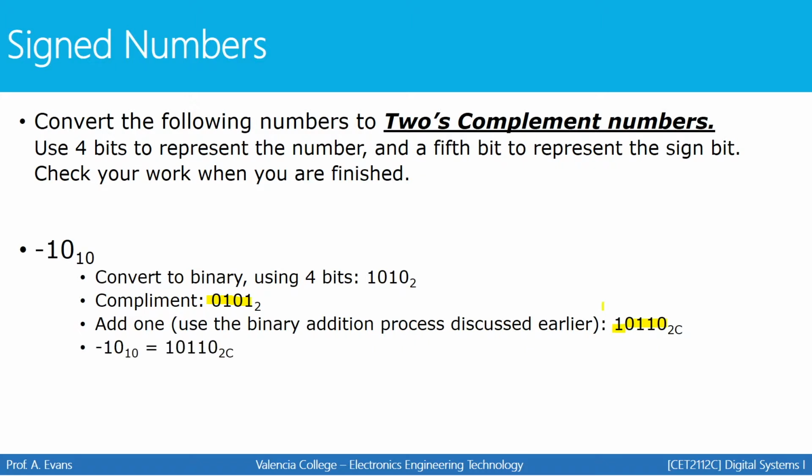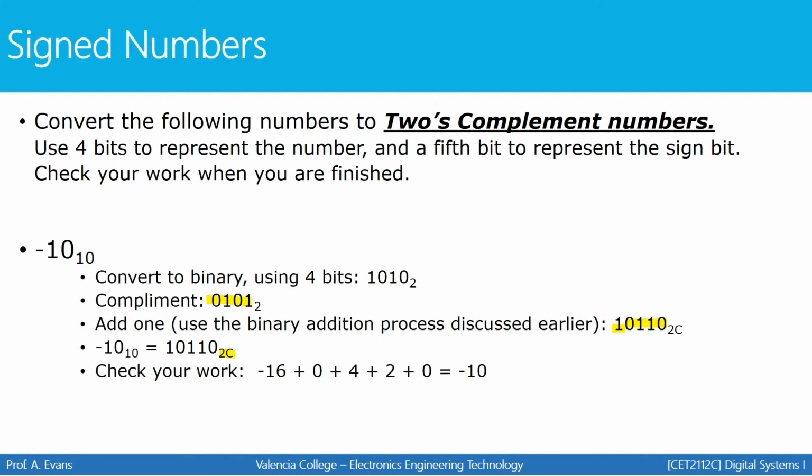So our answer ends up becoming -10 in base 10 is equal to 10110 in the 2's complement system. Notice I use the subscript of 2C so that I know that this number is in that system. This is how we'll tell the difference between various systems. So the subscript 2C will always represent a 2's complement number.